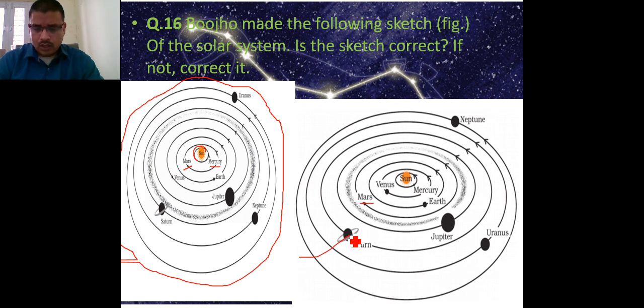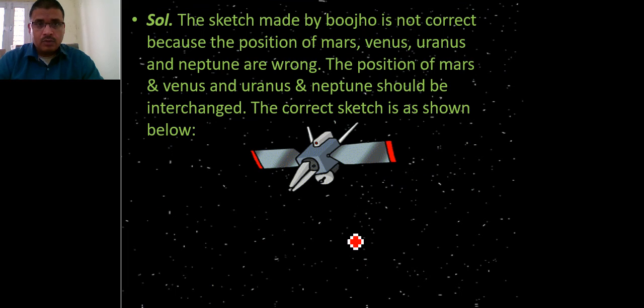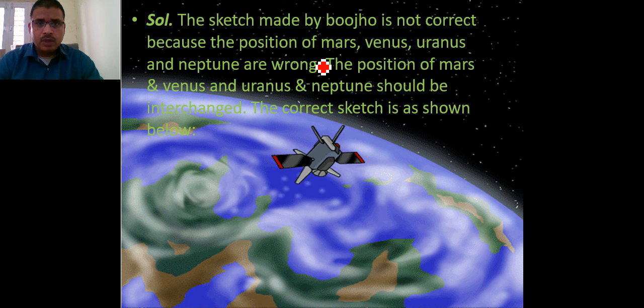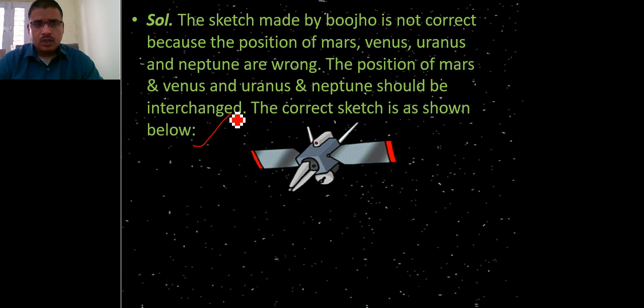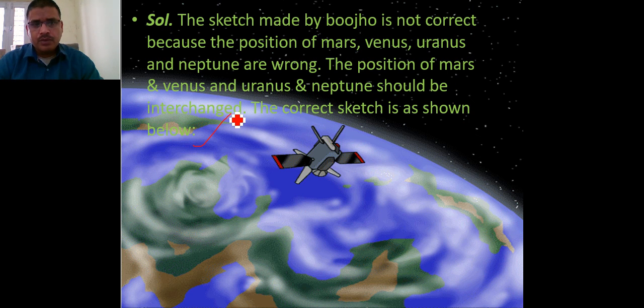The sketch made by Boojo is not correct, because the answer is given in the previous part in a different way. You can note it down. So it is all about this chapter of the solar system.